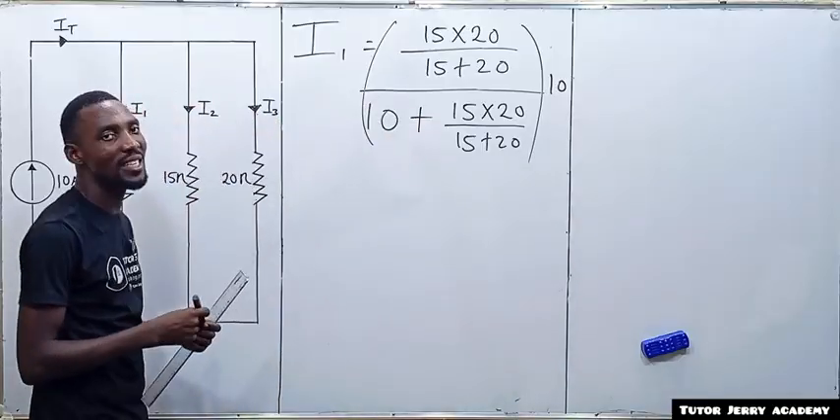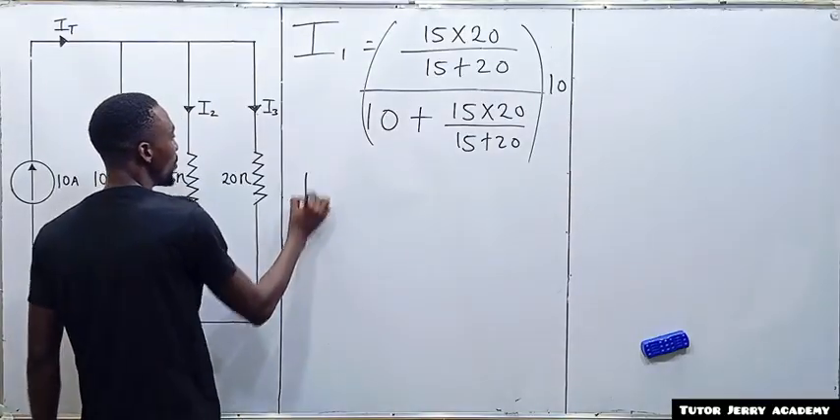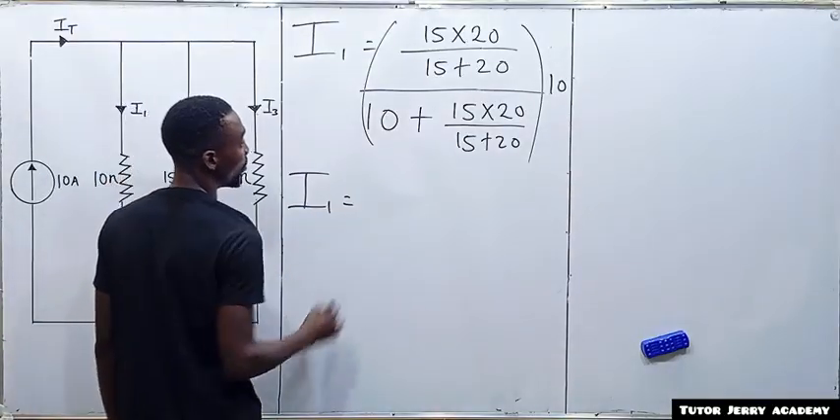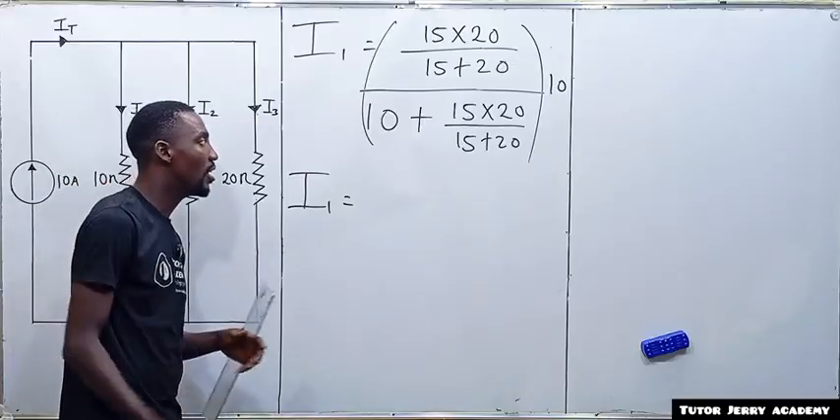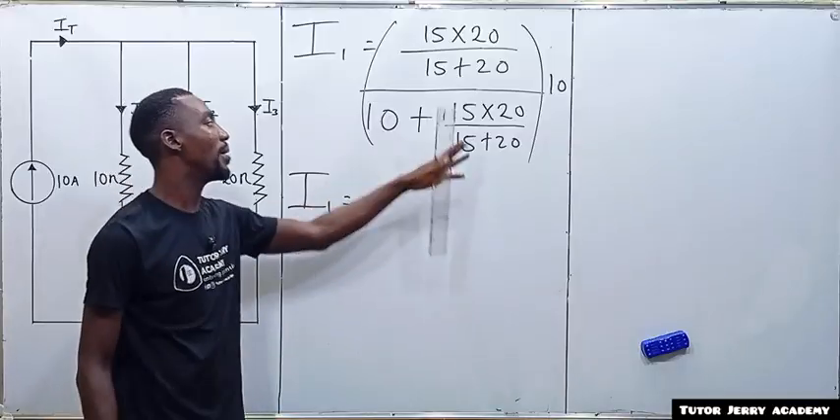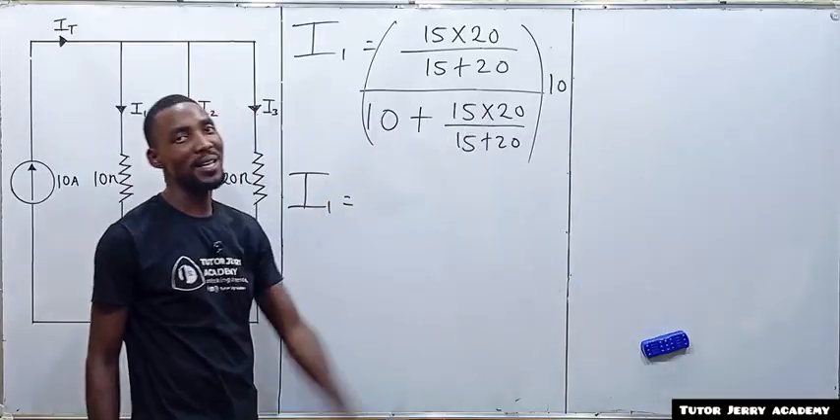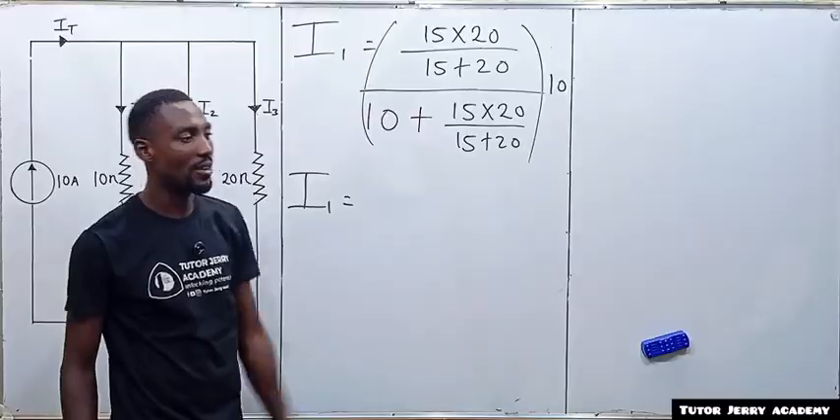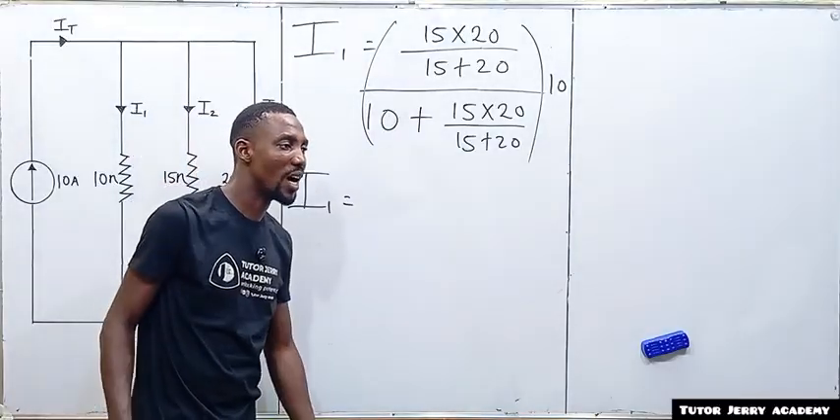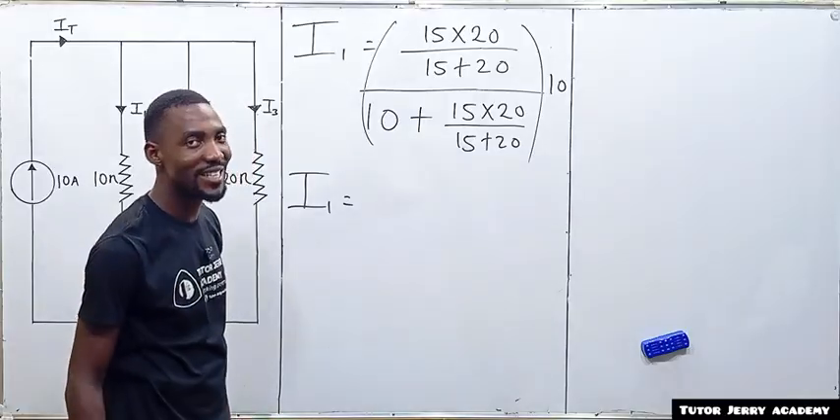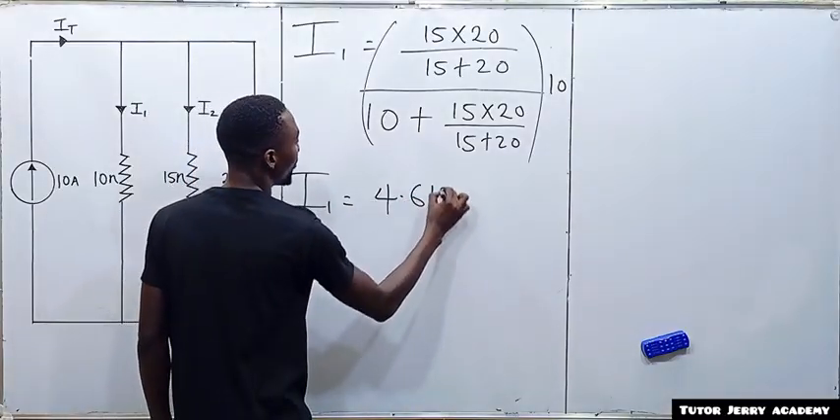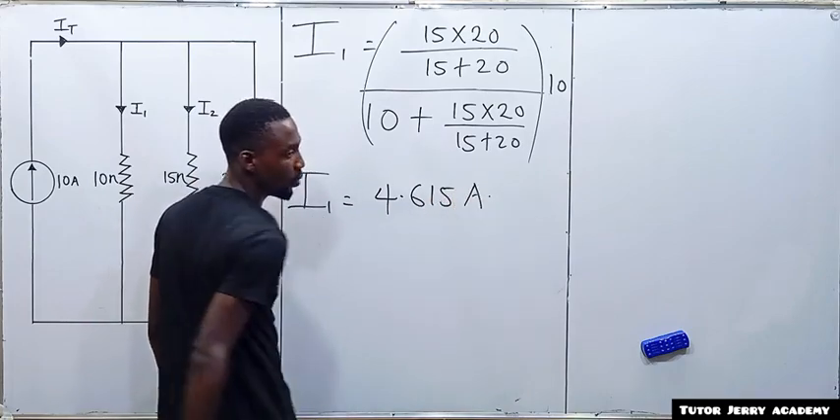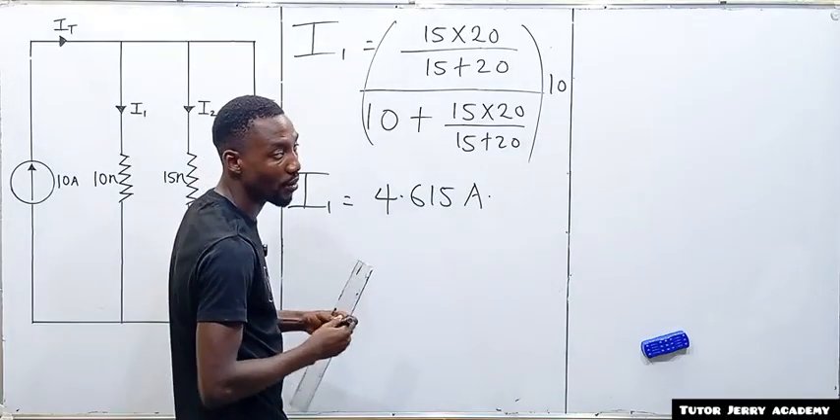So if you solve this correctly, you are going to have I1 equal to 15 multiplied by 20 divided by 15 plus 20, all over 10 plus 15 multiplied by 20 over 15 plus 20, multiplied by 10. You can press it directly in your calculator, and you are going to have 4.615 ampere.